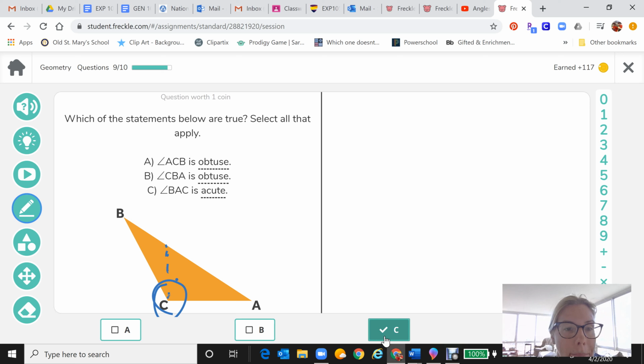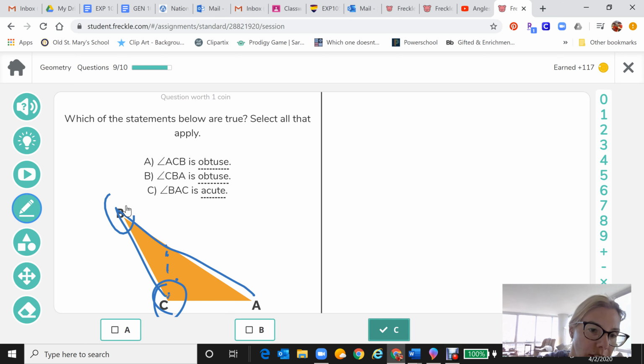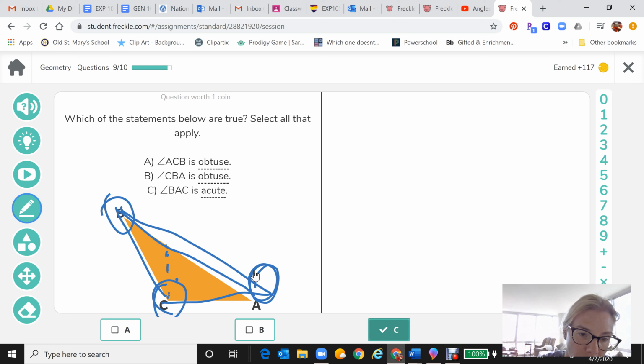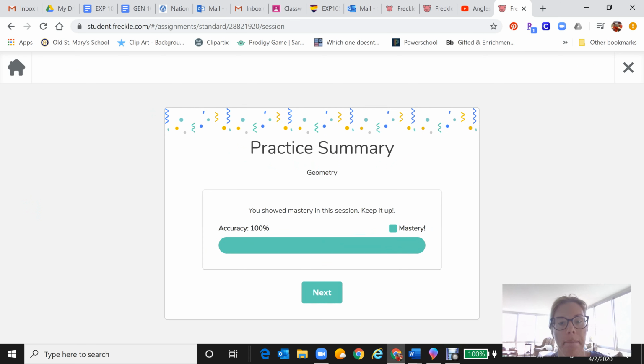Angle CBA. So that is here. CBA. So that's here. Okay, this angle. This angle is not obtuse. It is less than 90. It is an acute angle. And then angle BAC. So I'm looking at this angle right here. This is also an acute angle, right, because it's less than 90. So I would also say A and C would be correct.